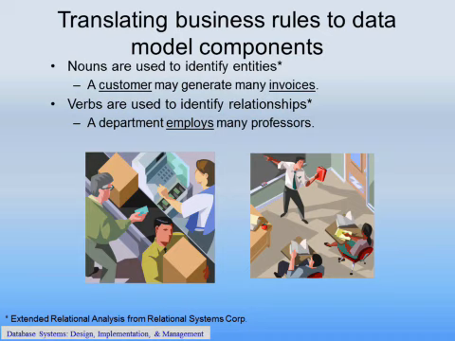When translating business rules into data model components, it is helpful to remember that nouns are often used to identify entities. In the first example, the nouns are customer and invoice. Also, verbs are often used to identify relationships. For example, the verb employs identifies the relationship between the department and the professor entities.